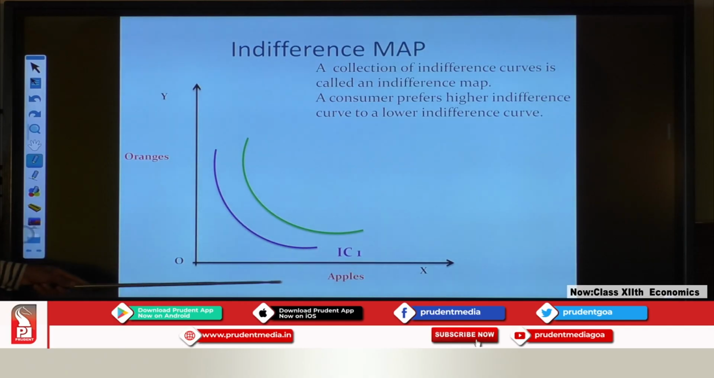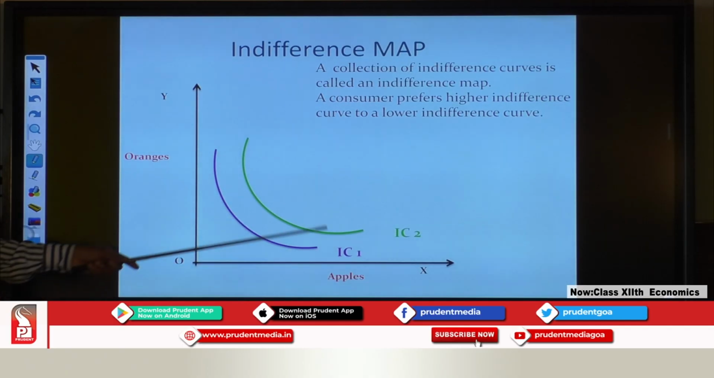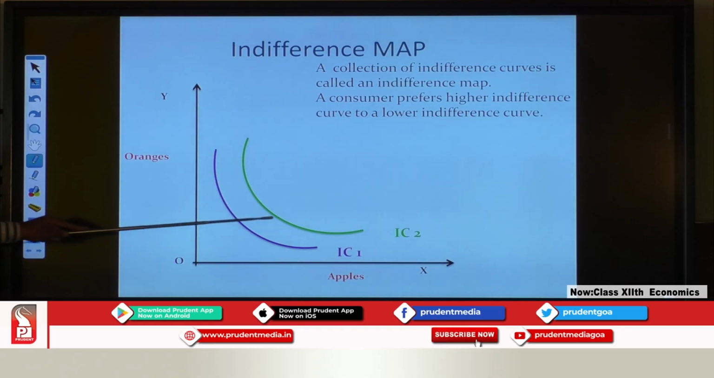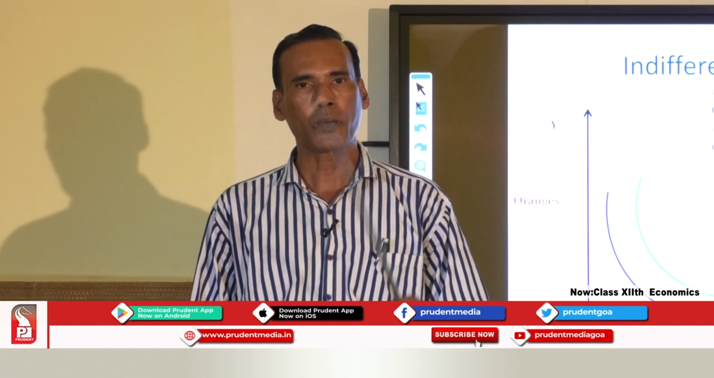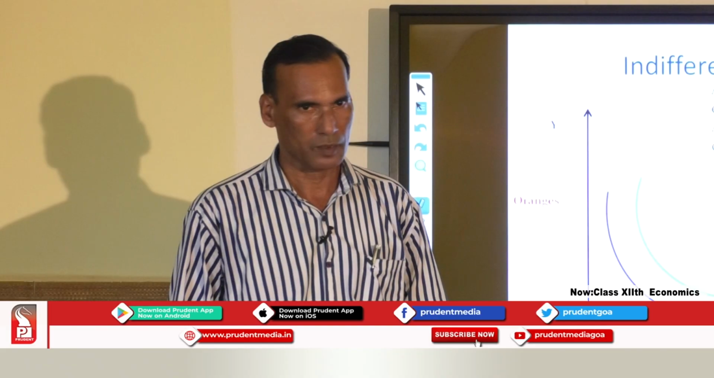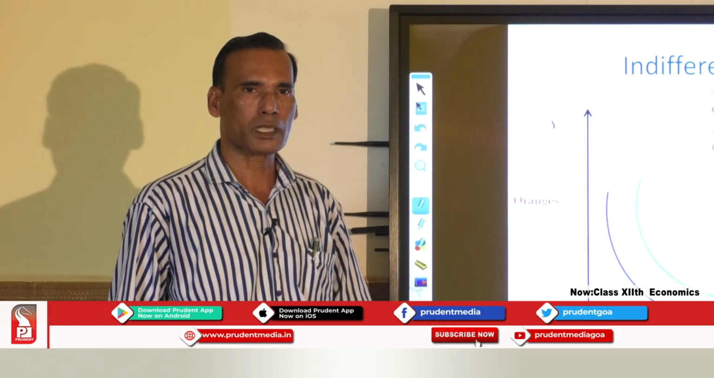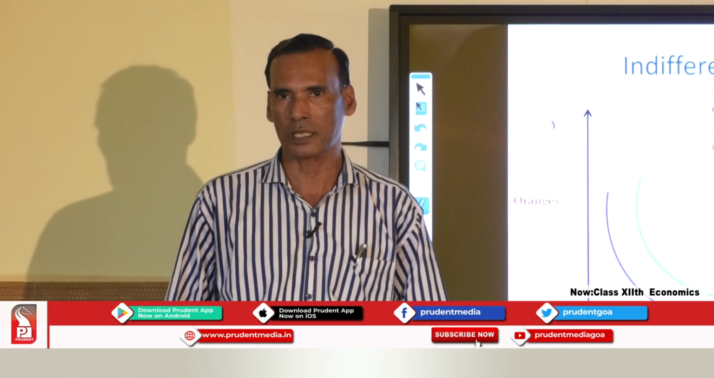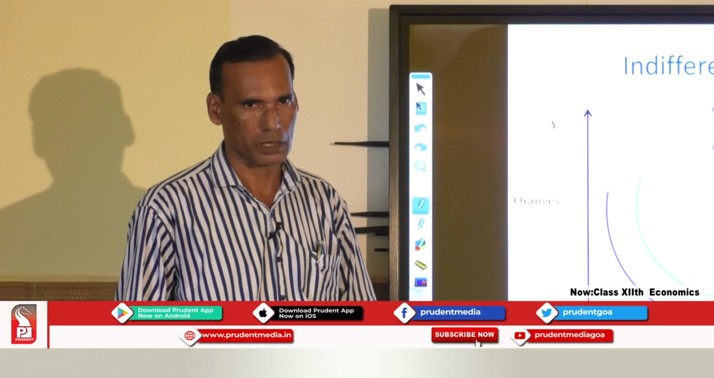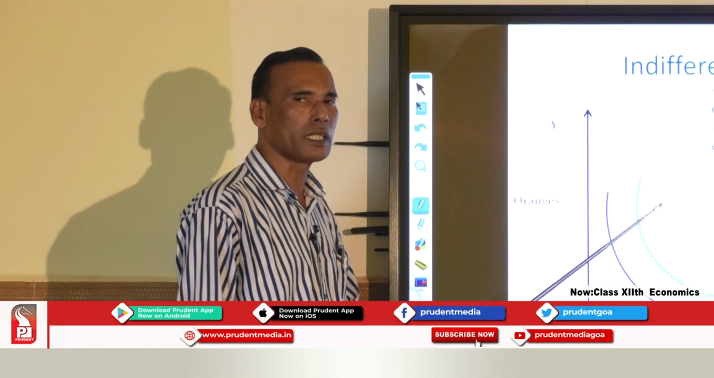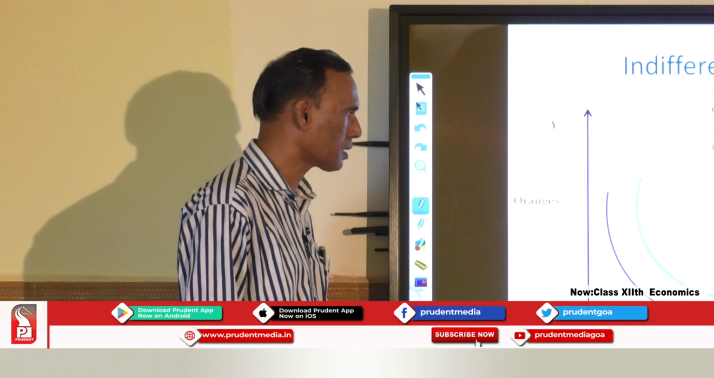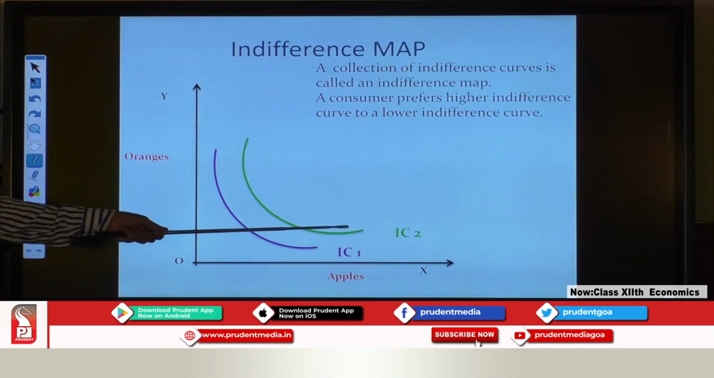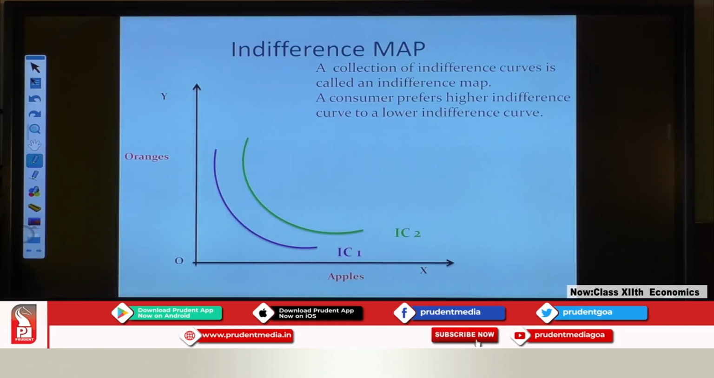I have drawn another indifference curve, IC2. Now, all the points that lie on this indifference curve give the same level of satisfaction to the consumer. Here one thing you need to take note of. The higher the indifference curve, the higher the satisfaction acquired by a consumer. In short, a consumer prefers a higher indifference curve. So, in this case, the consumer will prefer IC2 to IC1.